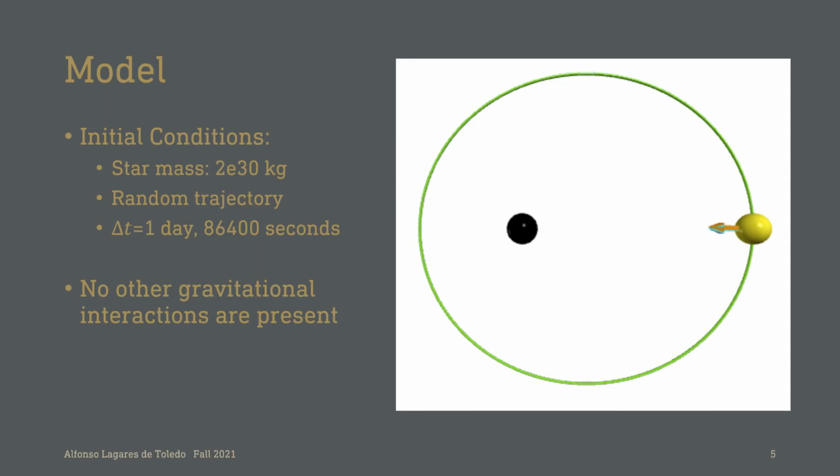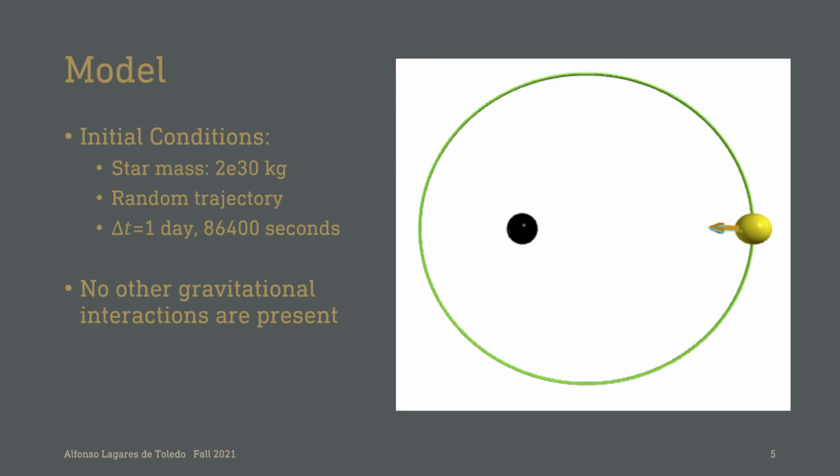Going on to the model, I used the GlowScript script to simulate the movement of a star around the black hole of unknown mass. The star was given a mass of 2 × 10^30 kilograms, and a random trajectory was generated for it using my Georgia Tech email as a seed. This yielded a list of coordinates describing the motion of this star around the black hole. The time between data points was also set to be 1 day, or 86,400 seconds.